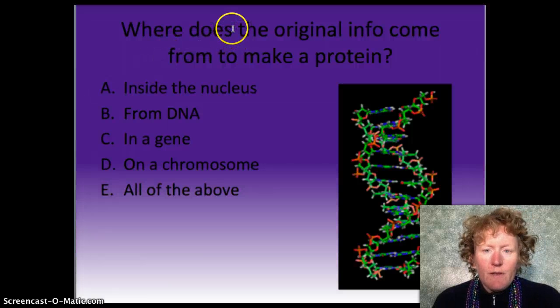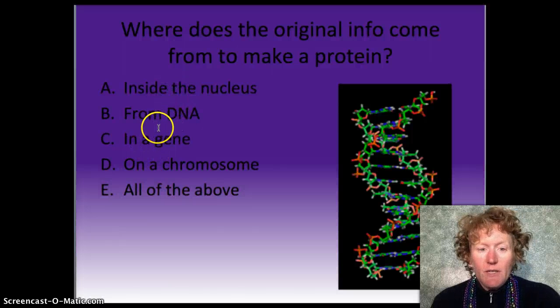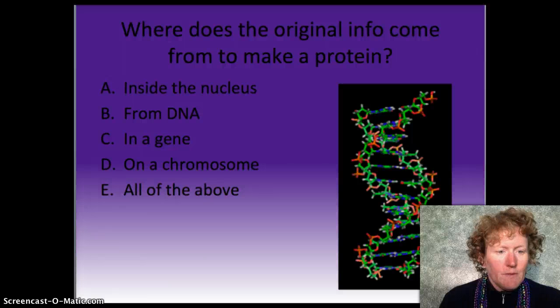Where does the original information come from to make a protein? Is it inside the nucleus, from DNA, in a gene, on a chromosome, or all of the above? If you guessed all of the above, you are absolutely correct.